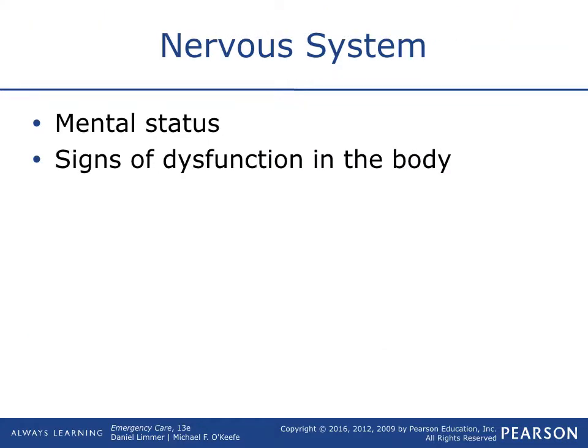So now the nervous system, mental status. You definitely want to get that when you have a call. There's a lot of different reasons for nervous system calls, but mental status and signs of dysfunction in the body. That's where you're going to do your assessment for stroke and really check that out.